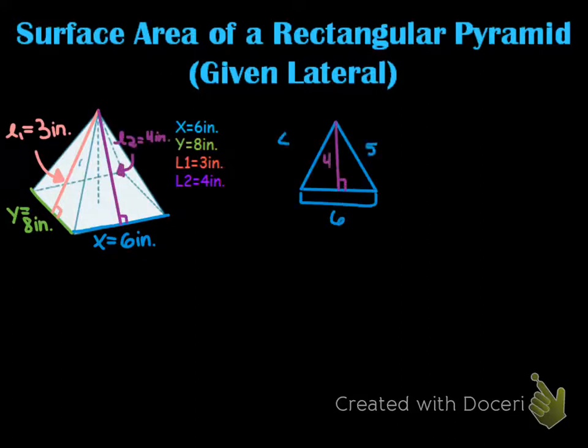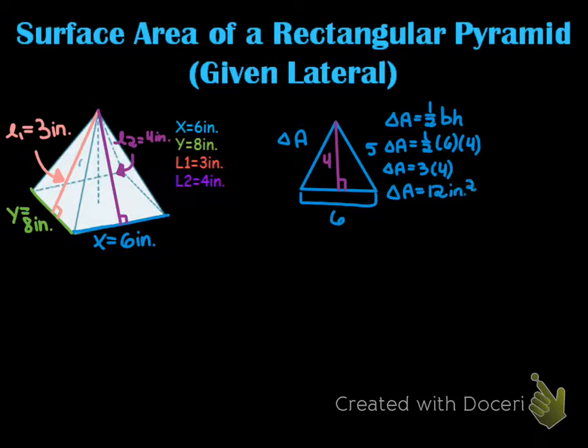First, let's find the area of triangle A. Triangle A has a base of 6, and to find the area of triangle A, we do 1/2 times base times height. Let's plug in our numbers. 1/2 times 6 times 4 equals 12 inches squared.